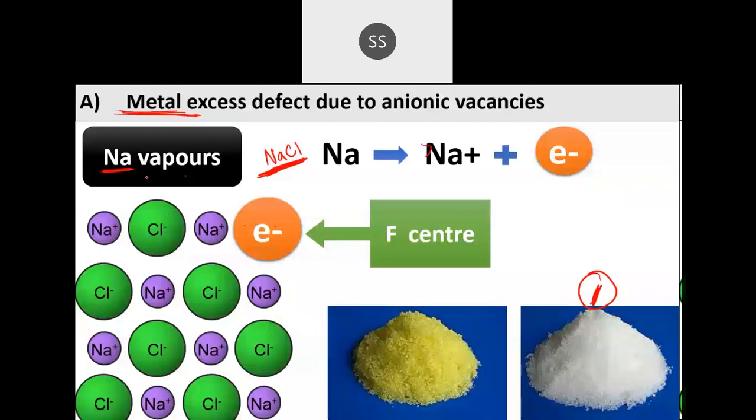So at that time, they will undergo ionization. Na will break down to Na plus and one electron will be given out. Now this Na plus is a positive ion, and on this side, where the electron is sitting, before that there was a chloride ion which was present.